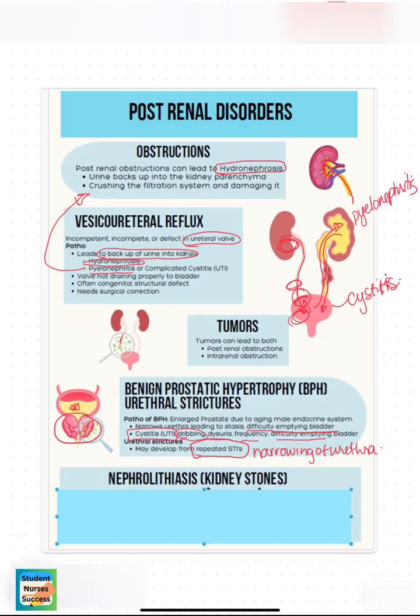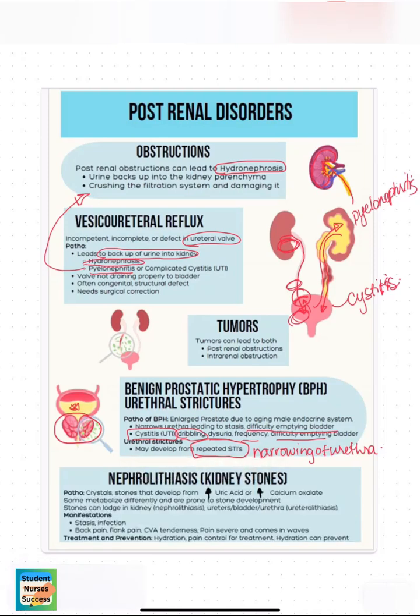Now let's talk about nephrolithiasis, or kidney stones. Kidney stones are crystals or stones that develop from the increased production of uric acid or increased calcium oxalate. Now, some people just metabolize uric acid differently, and they are more prone to the development of kidney stones and even gouty arthritis. These stones can lodge inside the kidney, we call that nephrolithiasis, or they can lodge in the ureter, bladder or urethra, and we call that ureterolithiasis. If these stones lodge, it can obstruct the flow of urine out of the kidney or out of the bladder, depending on where they lodge.